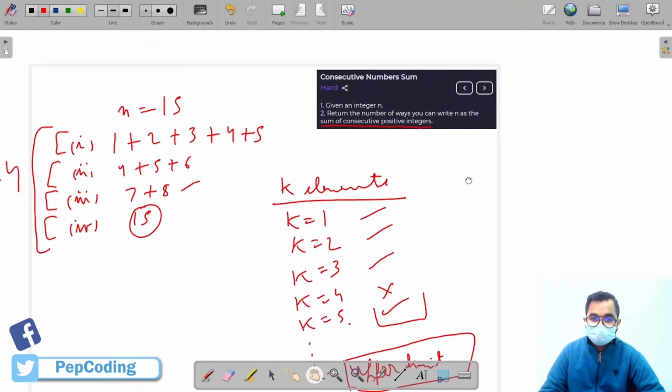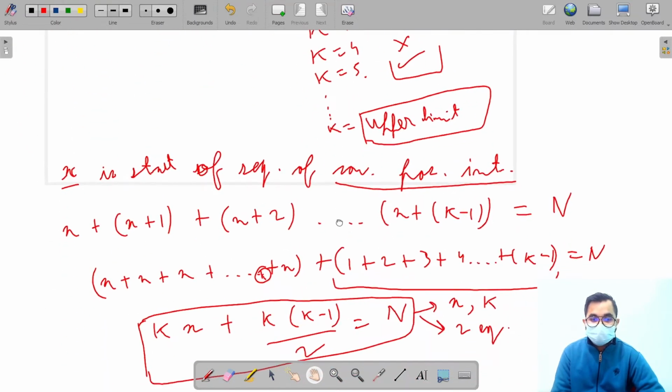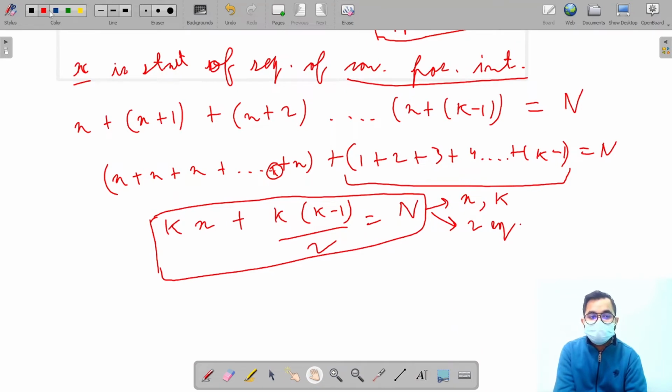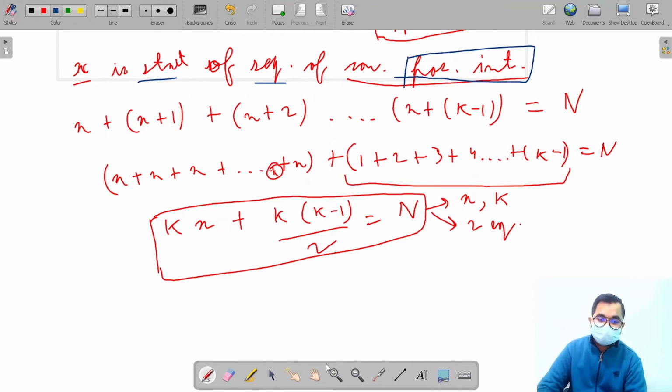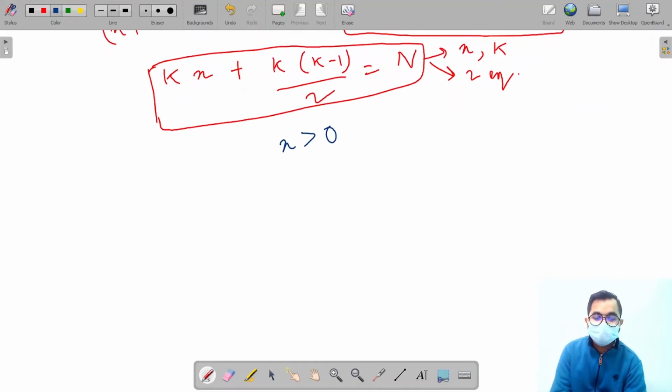Now, look carefully at this statement. What this says is sum of consecutive positive integers. So my x should be a positive integer always, because x is the start of a sequence of consecutive positive integers. X is always going to be positive. This I know. Okay, now let's try to simplify this in terms of x.